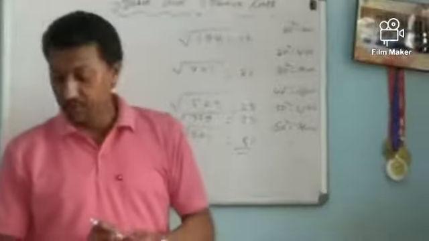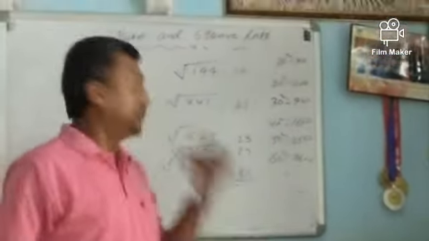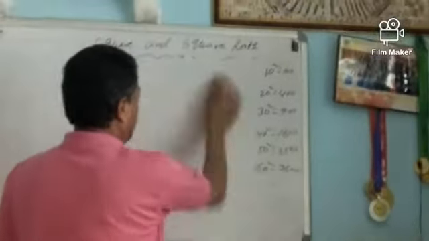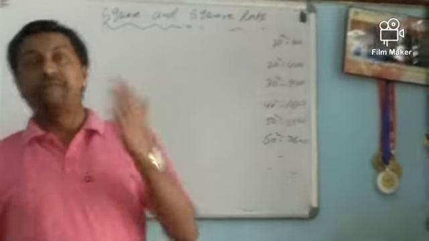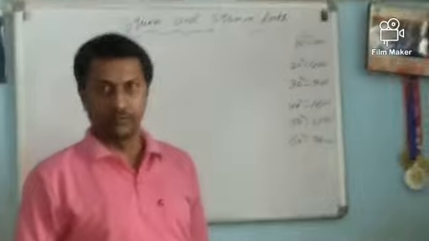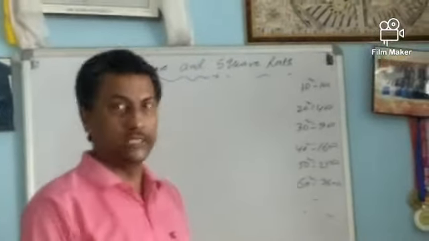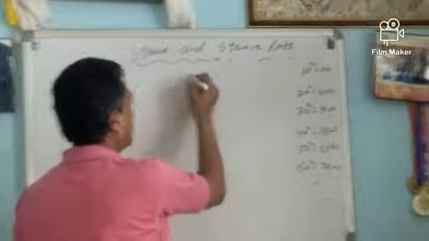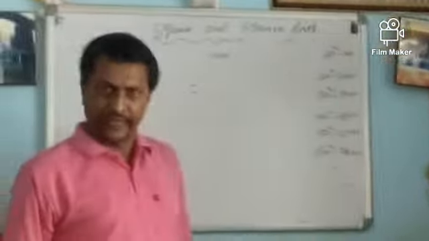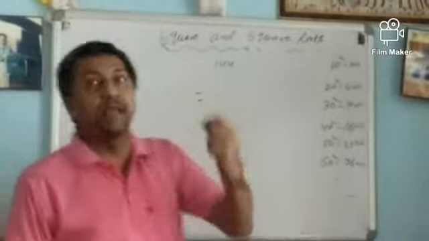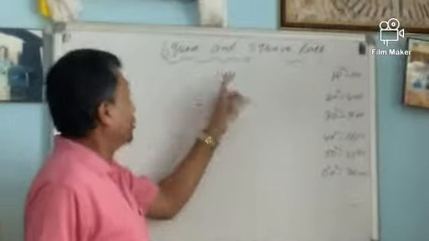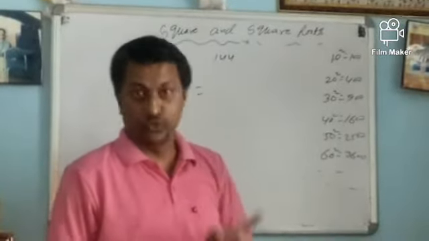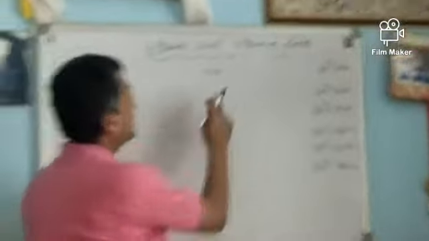But when we do the subjective question, there are two types of solution. One is called prime factorization, another is called division method. Prime factorization is very simple. Take the example 144. We have to find the prime numbers. We can divide 144 by 2 or by 3, as per your choice.